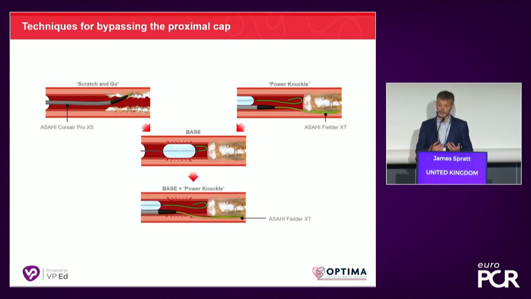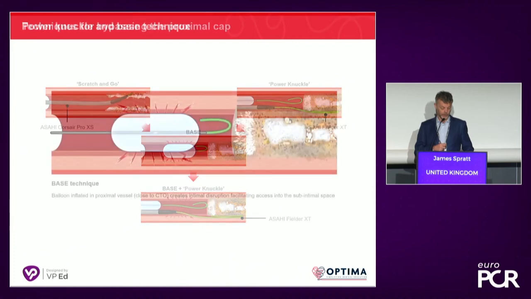So combining this base, where you create these intimal disruptions, which happens in all angioplasty, with a power knuckle, you can pretty much modify any cap with any sort of proximal residual vessel.